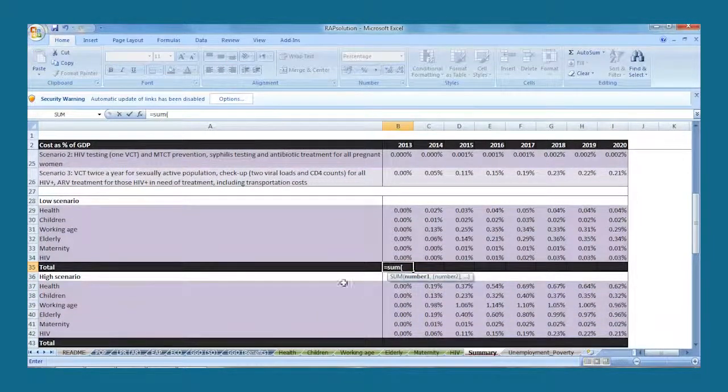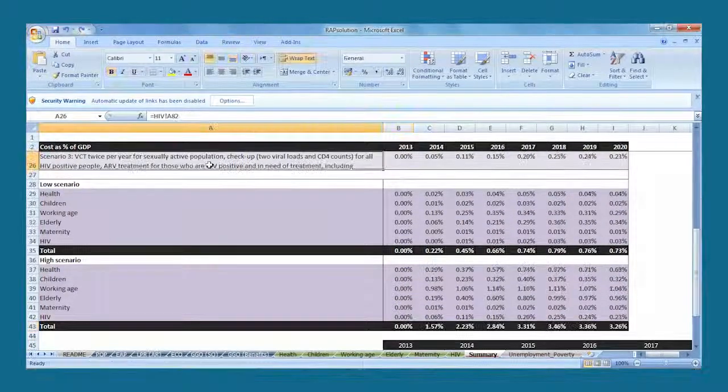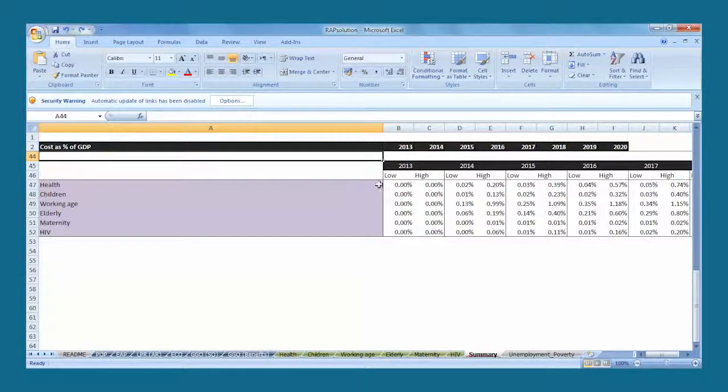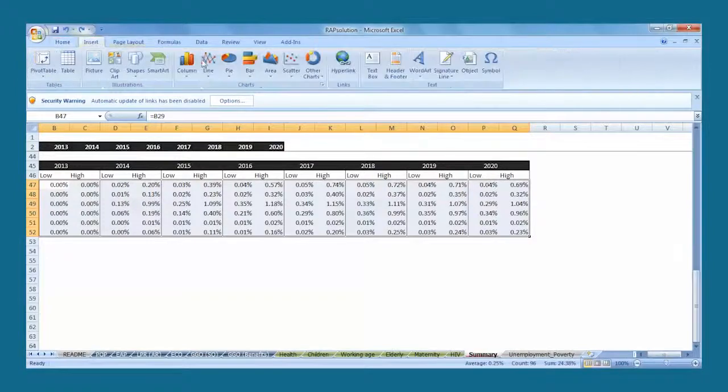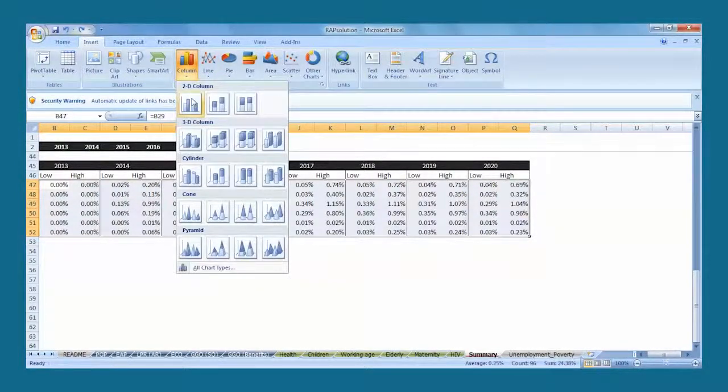The total low scenario is the addition of all the individual low scenarios, while the total high scenario is the summation of all the individual high scenarios. To give a graphical representation of the cost of scenarios as a percentage of GDP, we can create a chart.